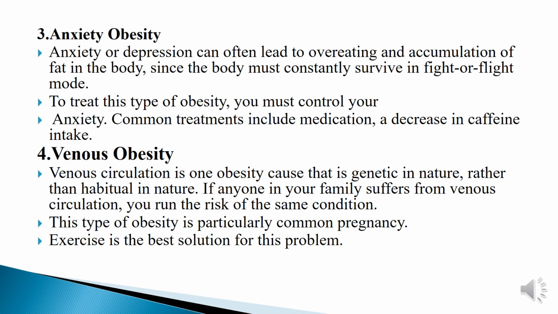Venous means blood circulation will be there. We all know that. Venous obesity is one type of obesity which is genetic in nature rather than habitual in nature. If anyone is suffering from venous obesity, there is a risk of the same conditions. This type of obesity is particularly common in pregnancy, and exercise is the best solution for this problem.